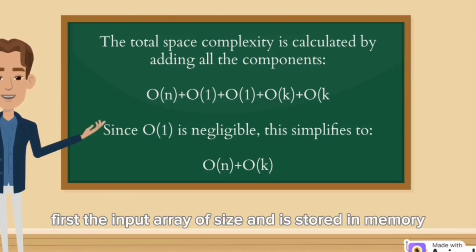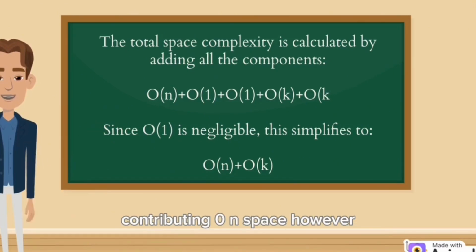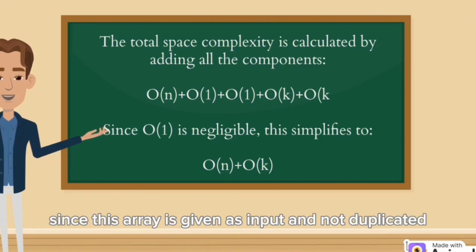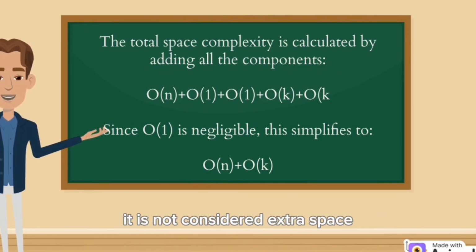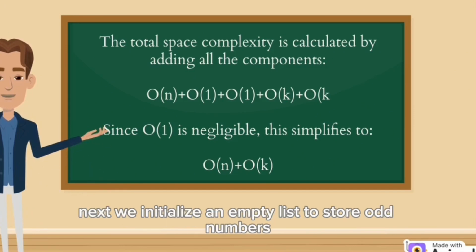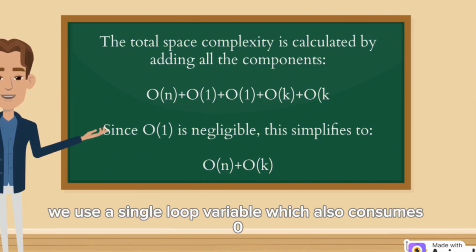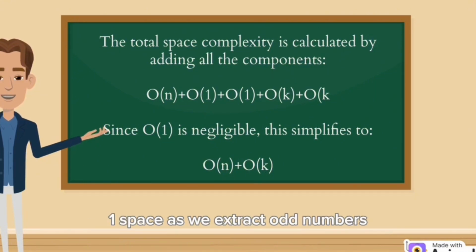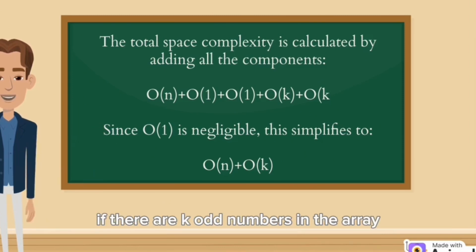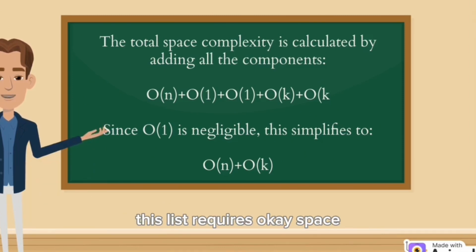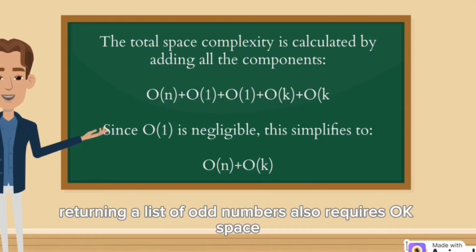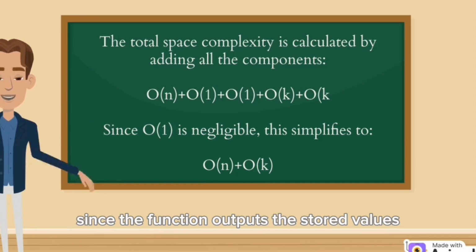First, the input array of size n is stored in memory, contributing O(n) space. However, since this array is given as input and not duplicated, it is not considered extra space. Next, we initialize an empty list to store odd numbers, which takes O(1) space. During the iteration, we use a single loop variable, which also consumes O(1) space. As we extract odd numbers, we store them in a new list. If there are k odd numbers in the array, this list requires O(k) space. Finally, returning the list of odd numbers also requires O(k) space since the function outputs the stored values.